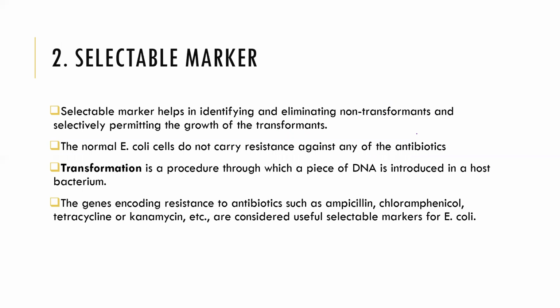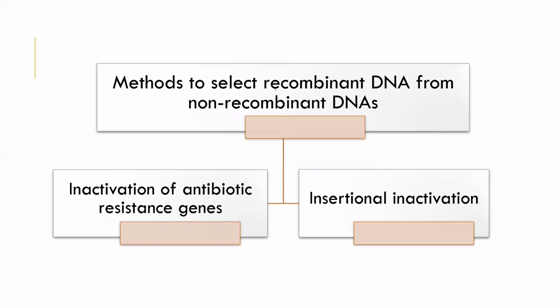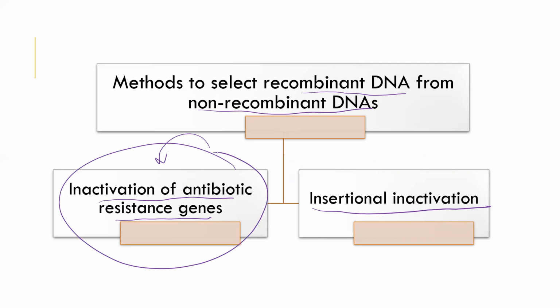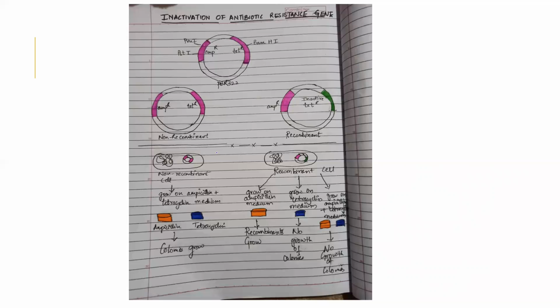Before moving to the selectable marker side, I'll go into detail with the antibiotic resistance genes and insertion and activation. Then you'll be able to understand the previous slides. There are two methods to select the recombinant DNA from the non-recombinant DNA. One is the inactivation of the antibiotic resistance genes, and another is insertion and activation. First, we look into the inactivation of antibiotic resistance genes.